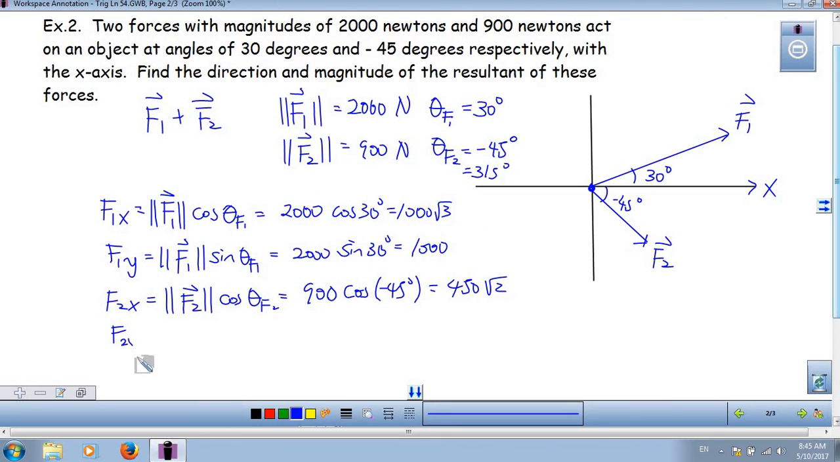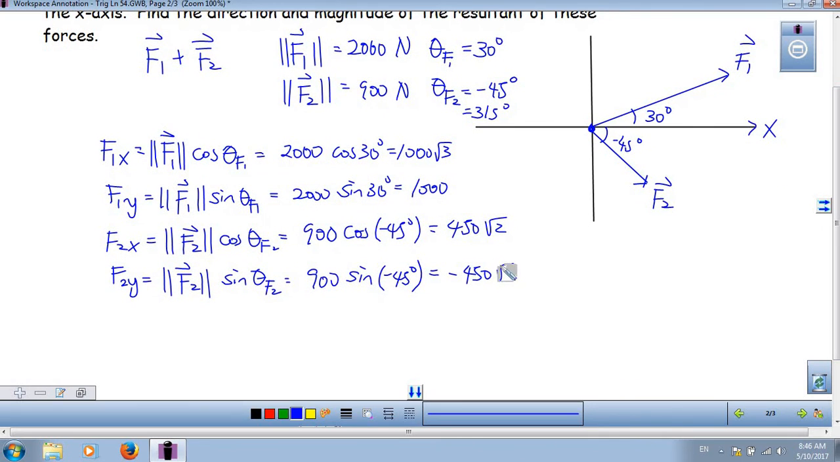And F2y would be the magnitude of F2 times sine of theta of F2. So it's 900 times sine of negative 45 degrees. Now, sine of negative 45 degrees is the opposite of sine of 45 degrees. It's a negative sine of 45 degrees. So this would be negative 450 square root 2, because it's 900 times square root 2 divided by 2. Alright, so now we're ready to add them up to find the resultant force.